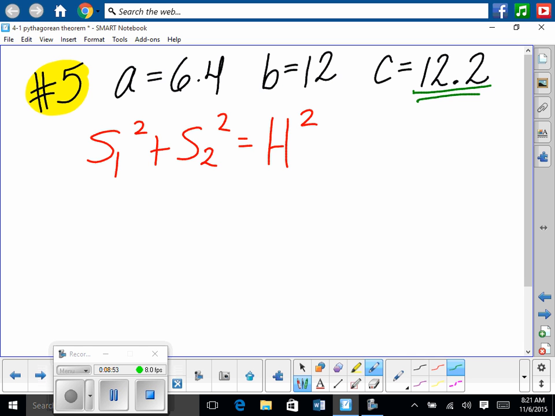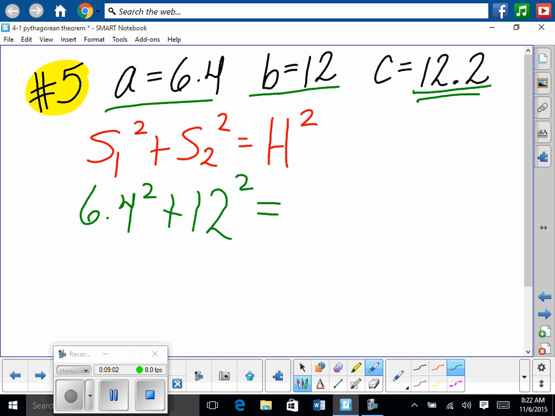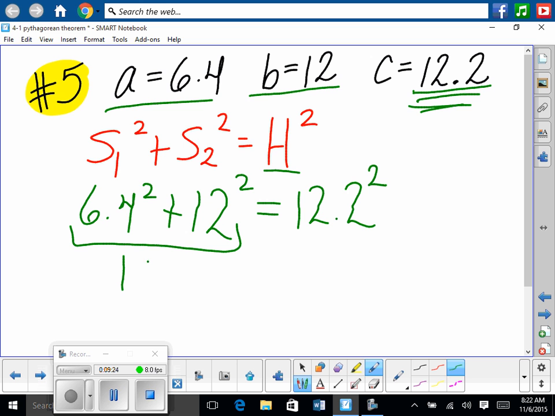Order doesn't matter. So I'm just going to go with 6.4 squared plus 12 squared better equal 12.2 squared. That has to be the hypotenuse squared. So then you'll take your calculator and verify that. You can do 6.4 squared. You all know how to type it into your calculator. You're all practicing. 6.4 squared plus 12 squared. Over here on the left, I just combined those all in one using my calculator.